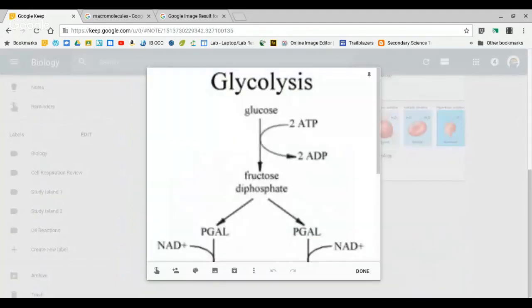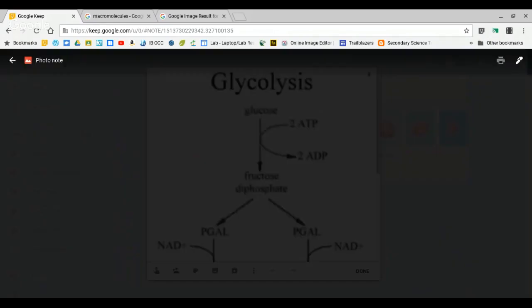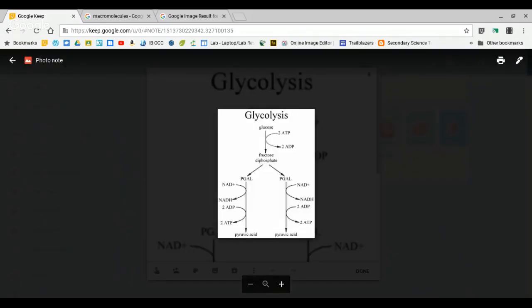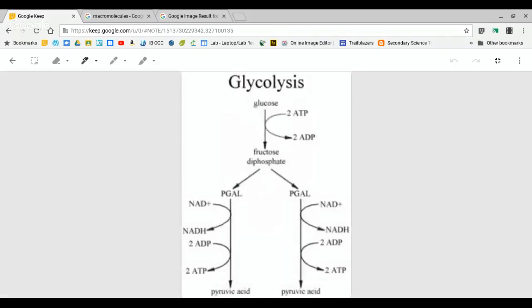Anyway, glycolysis, for example, you can see that it produces a net total of 2 ATP. The other ones, you got to know, again, all about the products and reactants, all about what's going in and what's going out.